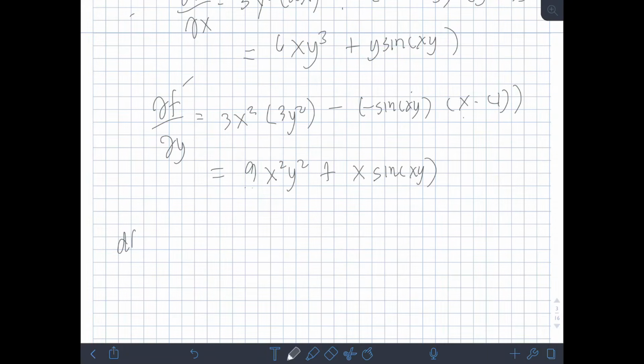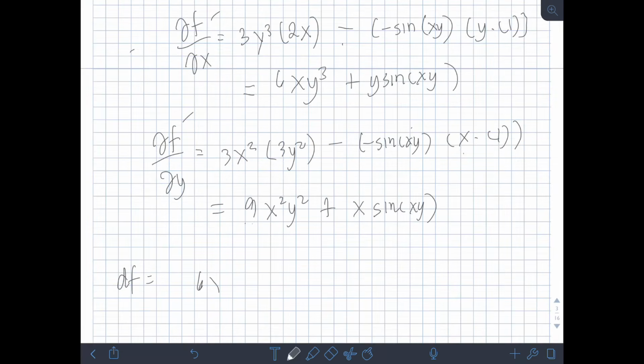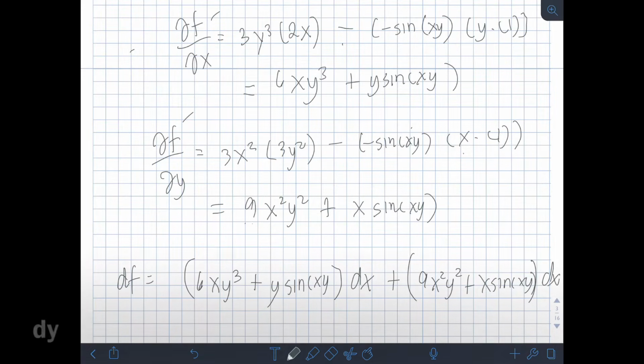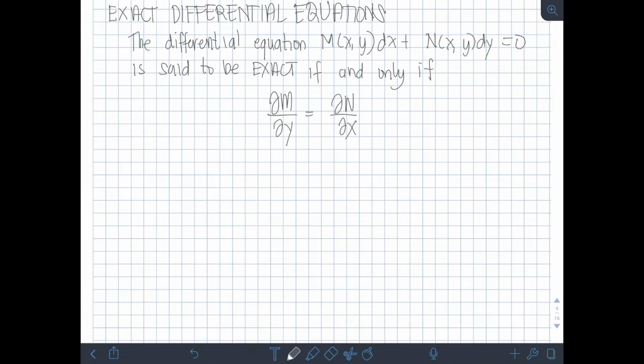So, therefore, the total differential is (6xy cubed plus y sine xy) multiplied by dx plus (9x squared y squared plus x sine xy) multiplied by dy. So, therefore, this is the total differential. Okay? Next, pupunta na tayo sa exact differential equations.